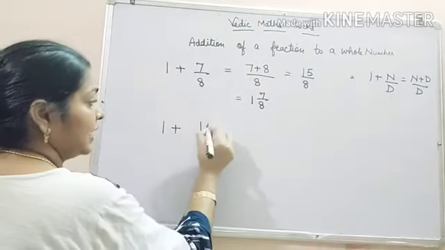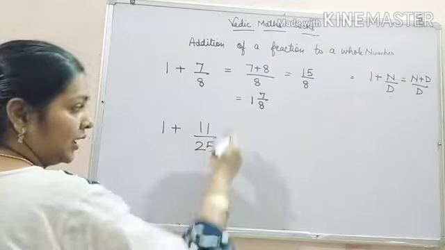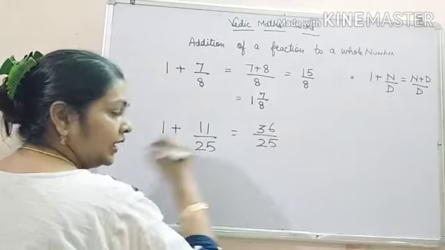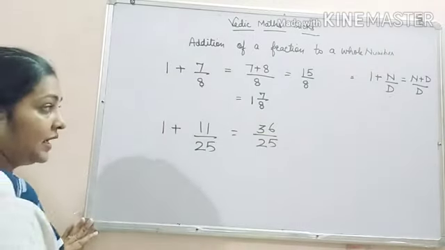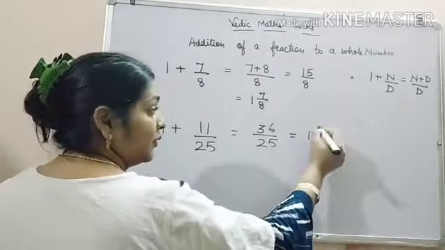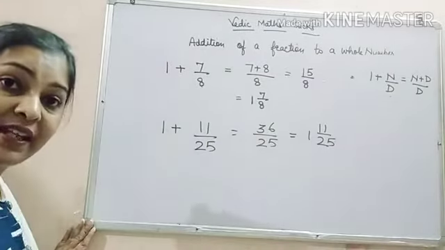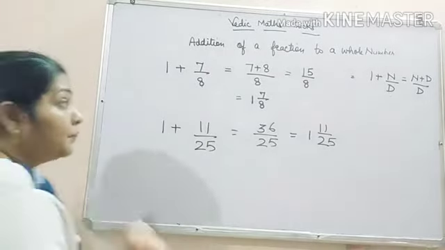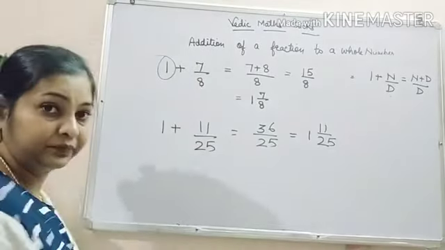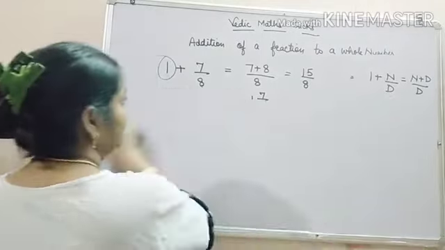1 plus 11 by 25. What will you do? Add, this is 36 by 25. And if you have to convert it into a mixed fraction, 1 11 by 25. So easy it is. But suppose the whole number is not 1. Then what will you do? Let us learn that also.